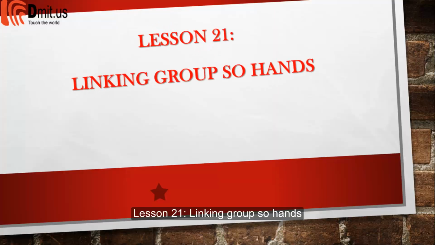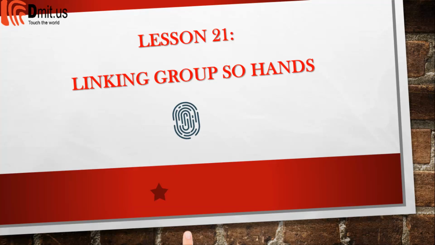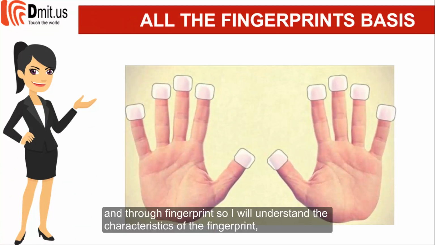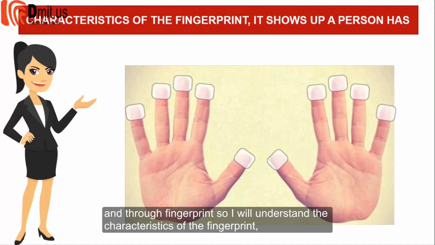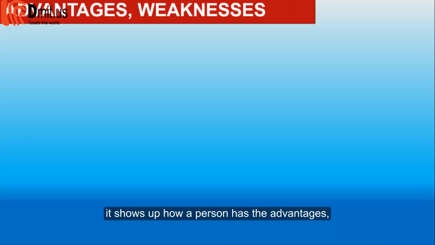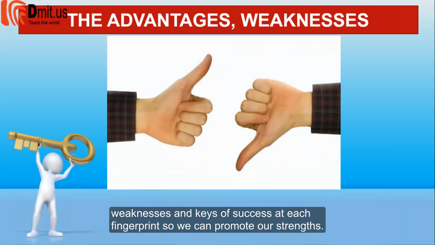21. Linking groups or hands. We shared about all the fingerprint basics, and through fingerprints I will understand the characteristics of the fingerprint. It shows how a person has advantages, weaknesses and keys to success at each fingerprint, so we can promote our strengths.